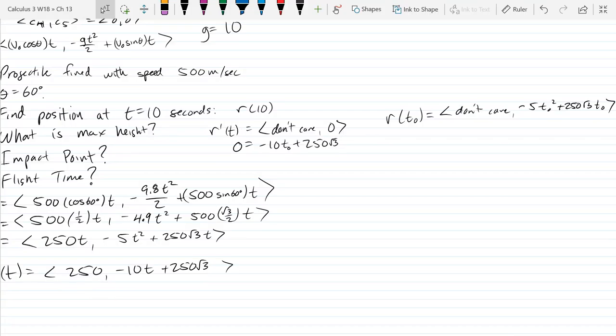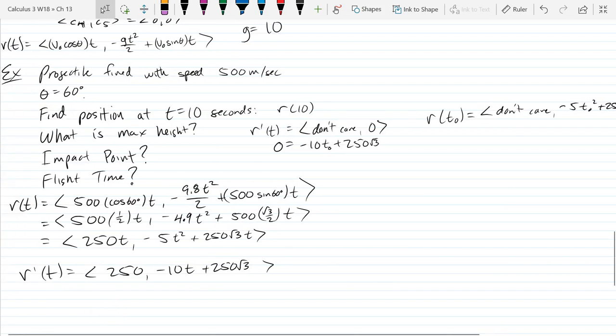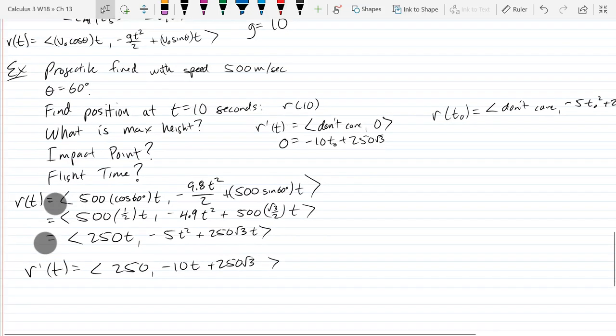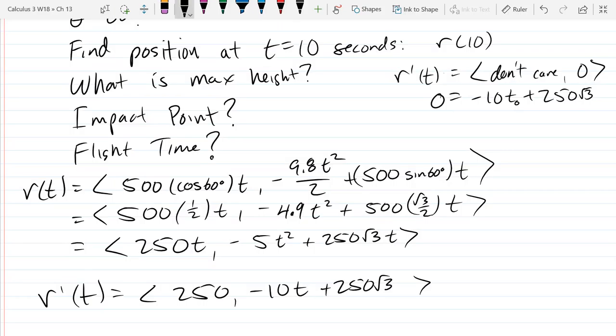So impact point and flight time are very closely related. I need the flight time to get the time of impact, and then it'd be the x-coordinate of that time. So how to get the impact point? So we're going to set our y position. So it'll be, nope, that's the x position. So it'll be our y position. In this case, we can use symmetries and just multiply the max height time by 2.